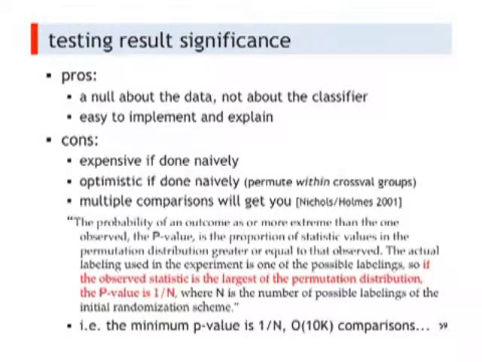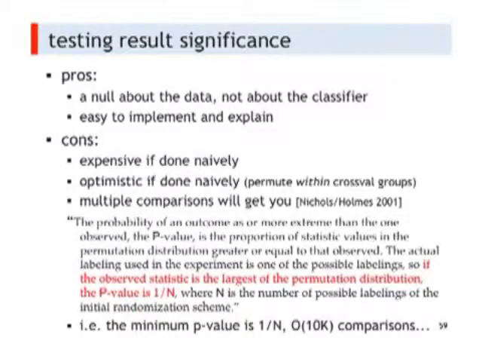It's also kind of pessimistic if done naively, because maybe you take examples from multiple runs when you permute the labels, and there are differences between the runs that make the scores worse than they would otherwise be. So it would be pessimistic.